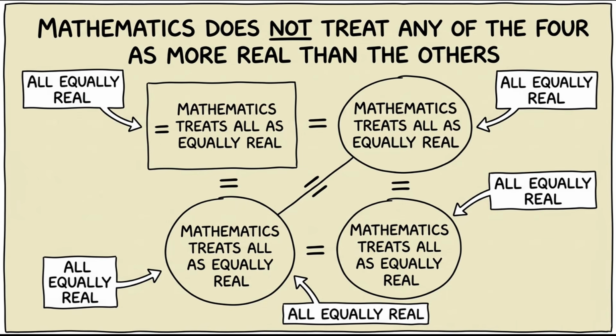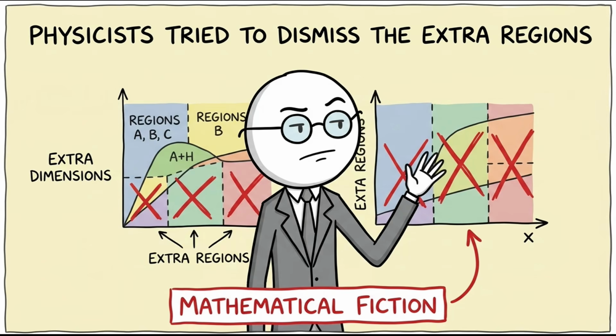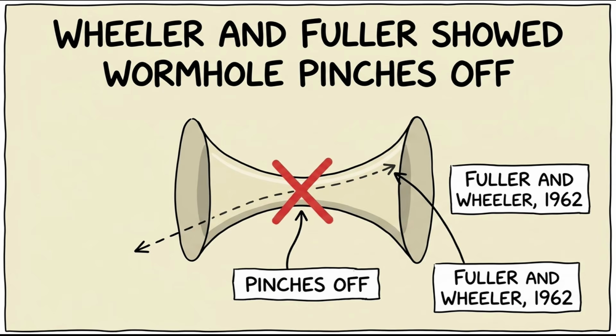The mathematics does not treat any of the 4 as more real than the others. Physicists tried to dismiss the extra regions as mathematical fiction. John Wheeler and Robert Fuller showed in 1962 in Physical Review that the wormhole exists but pinches off faster than light before anything can cross it.